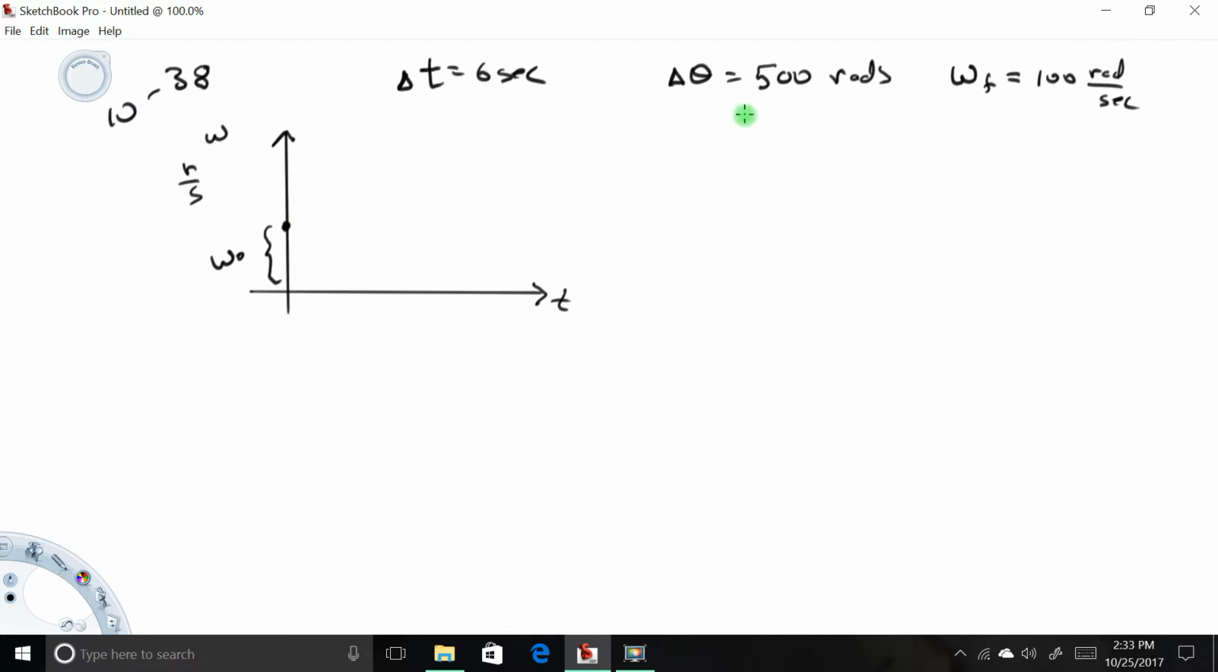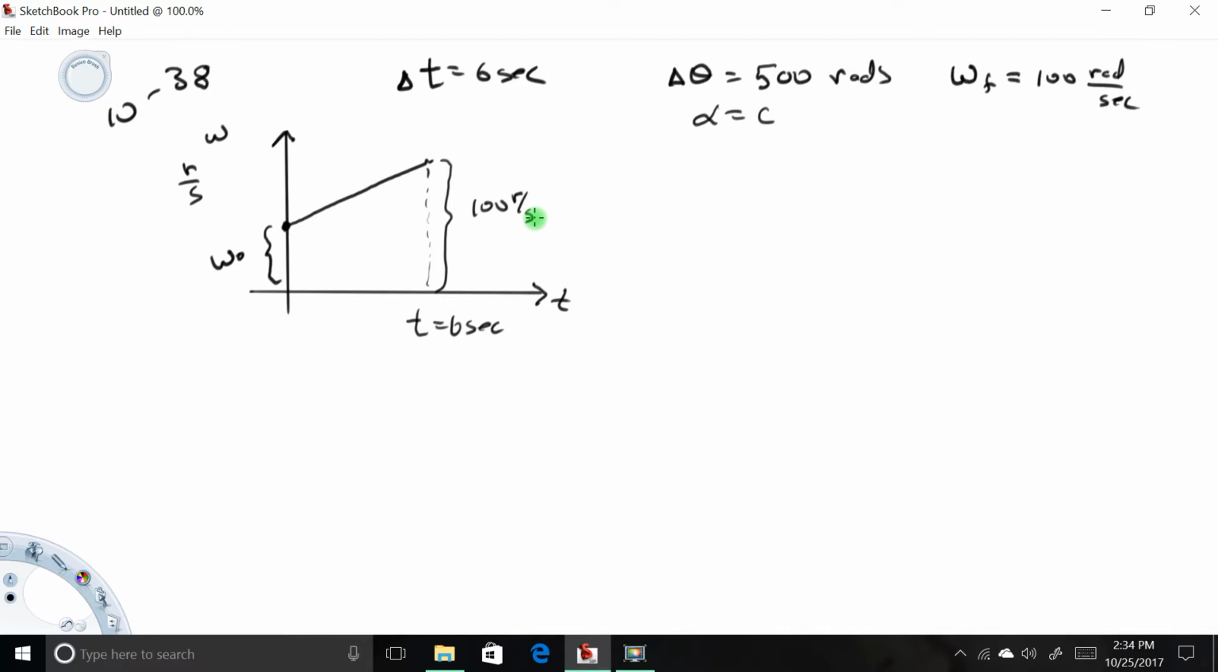and it says the angular acceleration is constant, which means that we're going to have some sort of linear graph here. So I'm going to assume a linear function out to some point t. Now in this problem, that t is 6 seconds. We do know our final angular velocity is 100 rad per second. And remember, these graphs have two important properties that we use, slope and area.